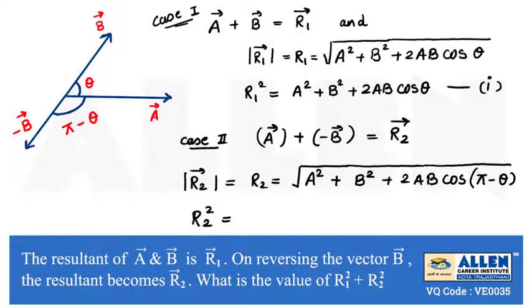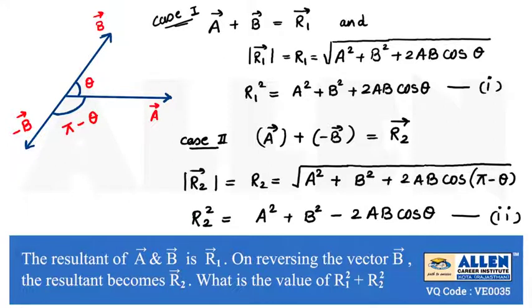So we can rewrite the equation as R2 square equals A square plus B square minus 2AB cos theta, because cos of pi minus theta is minus cos theta. Let's consider it as the second equation.